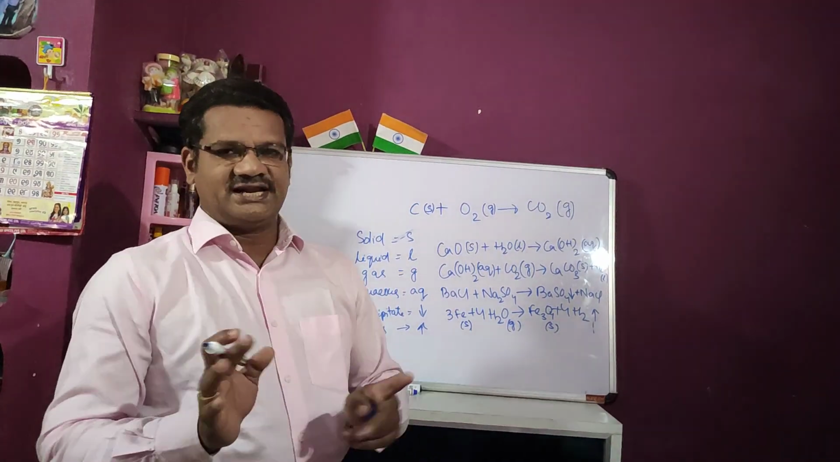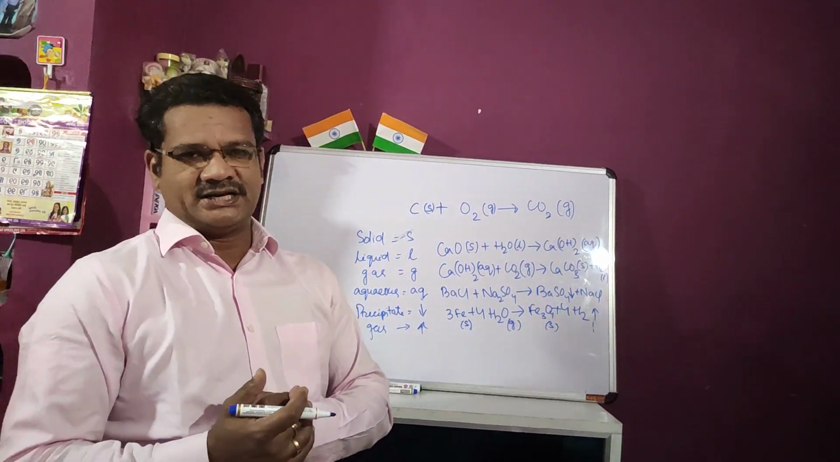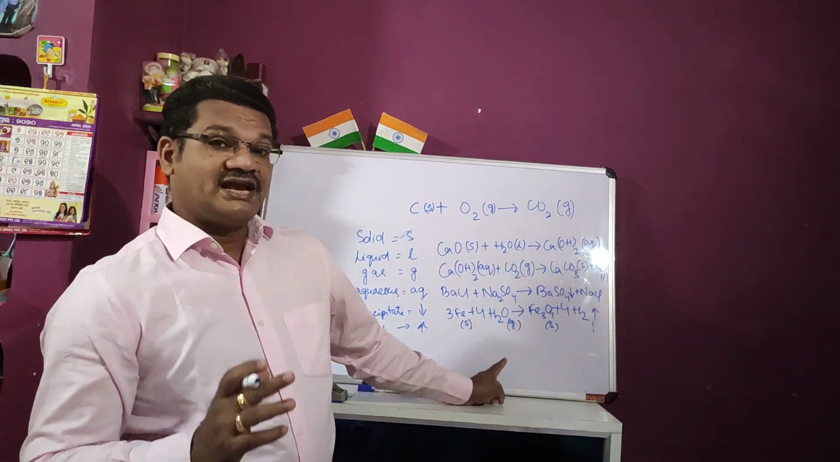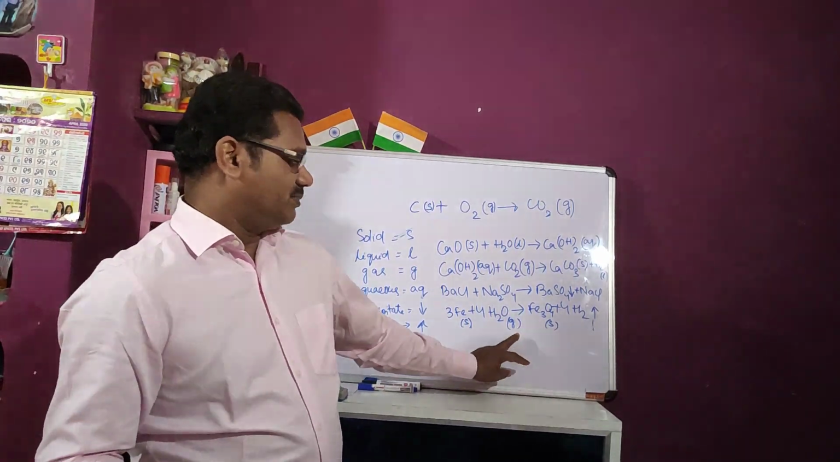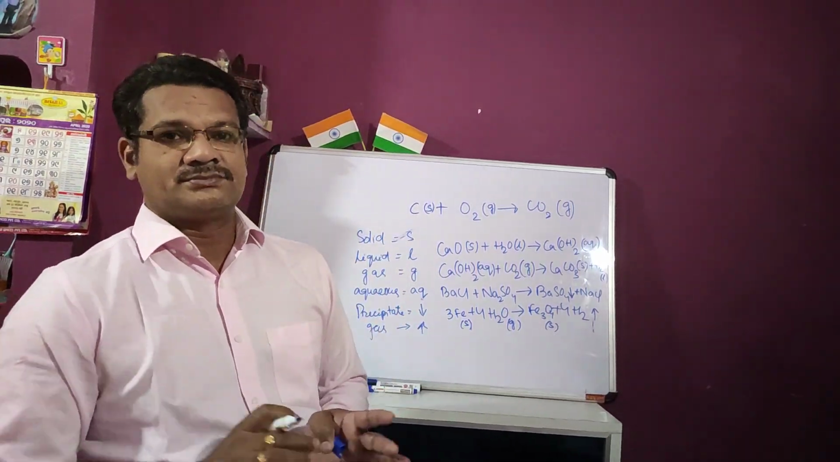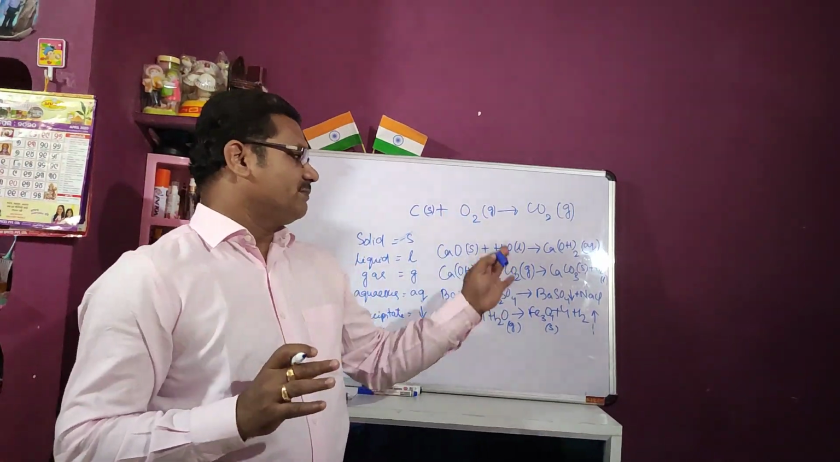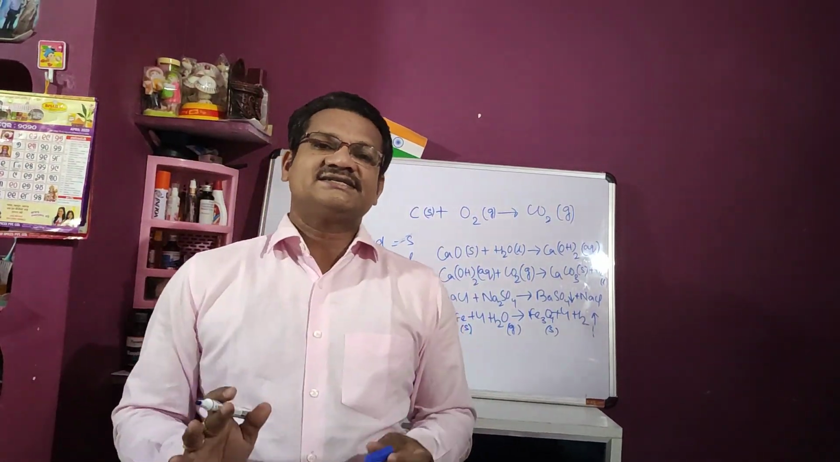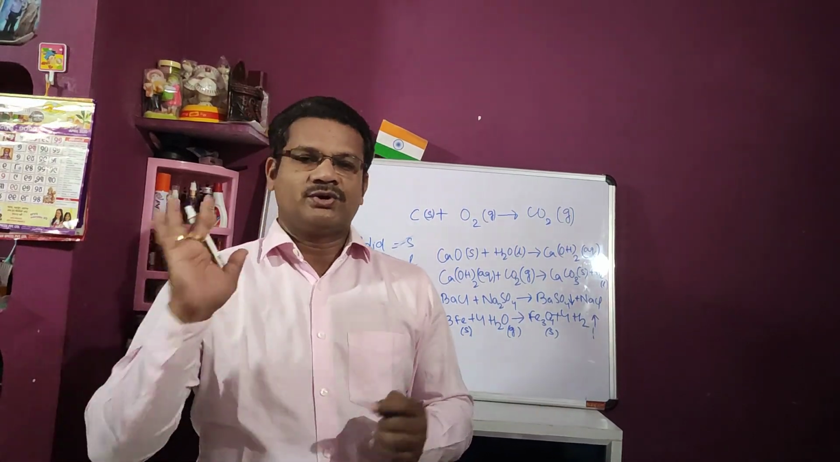Normally iron does not react with water. We will read this in metals and non-metals. So iron reacts with steam. Water, but the symbol g means it is steam. Clear? Now we can mention states of reactants and products in a chemical equation.